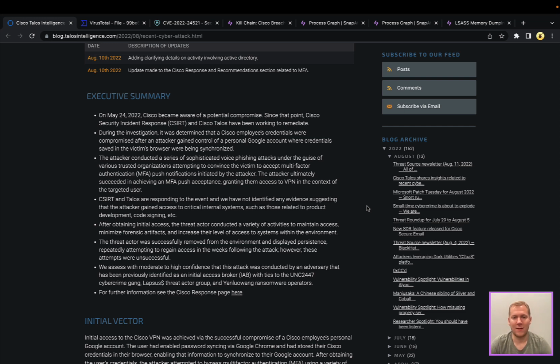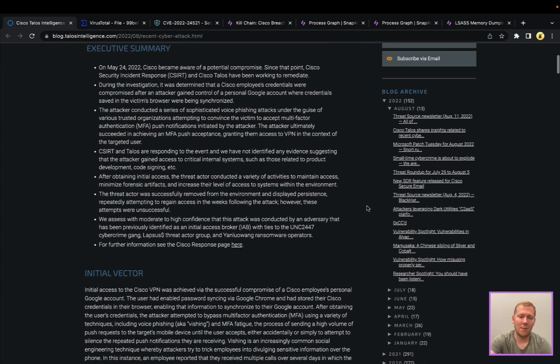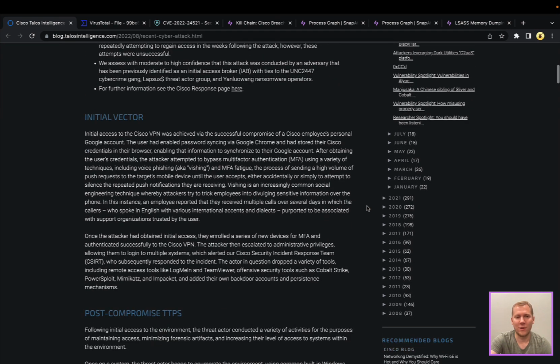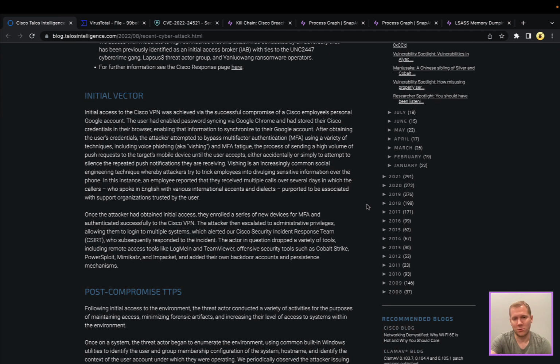Ultimately, the actor gained access to the Cisco network via the VPN, and then lots of things went on. The threat actor did some attribution. This goes back to an initial access broker and a couple of ransomware gangs, but ultimately ransomware wasn't used in this part of the attack. But we can take a look at some of the things that they did use here, their tradecraft.